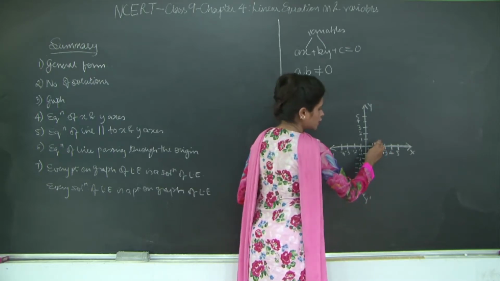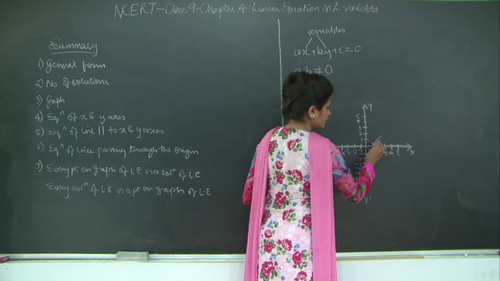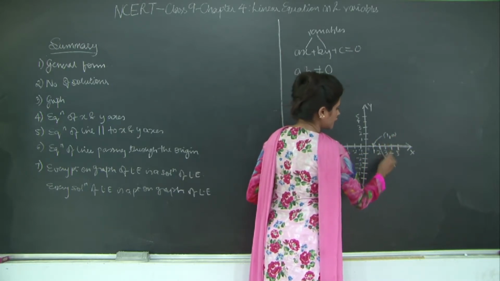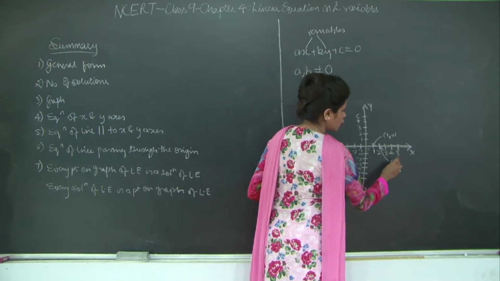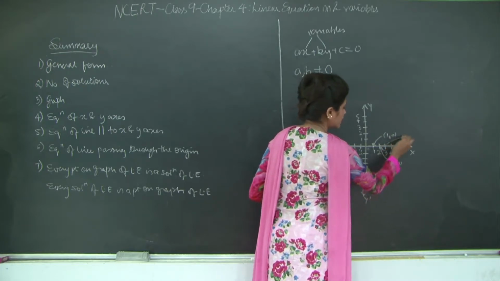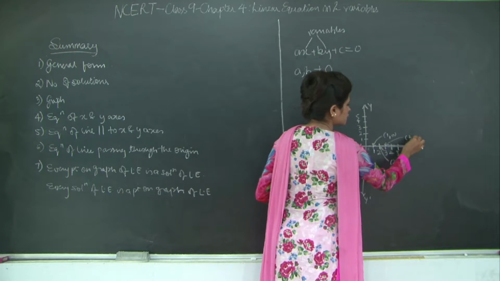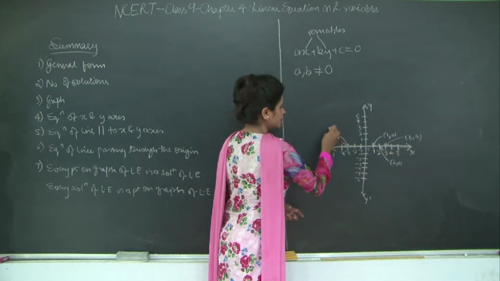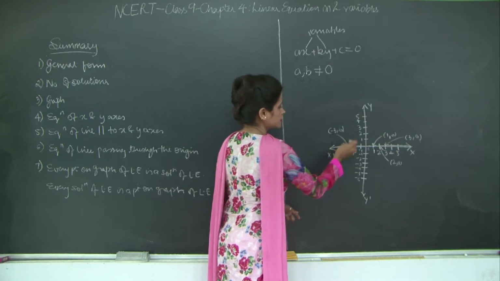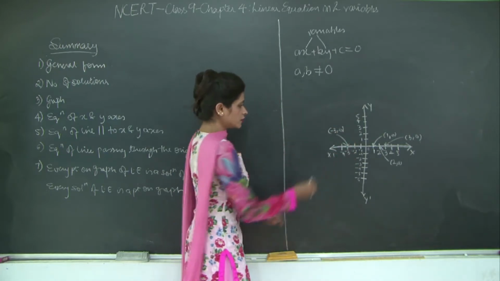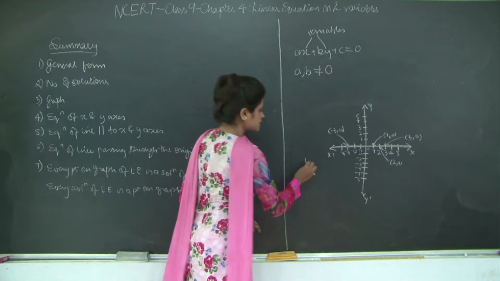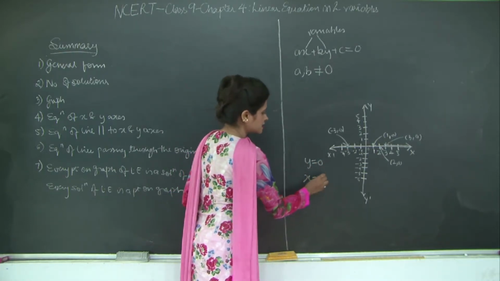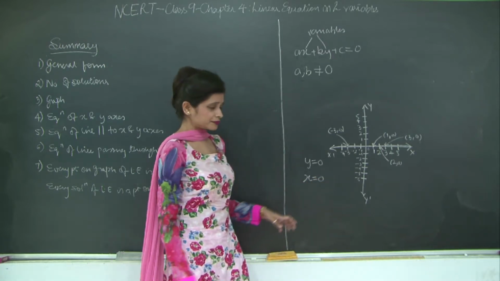For example, here my coordinates are going to be 1, 0. Here my coordinates are going to be 2, 0. Similarly, here the coordinates are 3, 0. Correct? Even if you check here, my coordinates are going to be minus 3, 0 for this point, right? So therefore, the equation of the x-axis is y is equal to 0 and the equation of the y-axis is x is equal to 0.